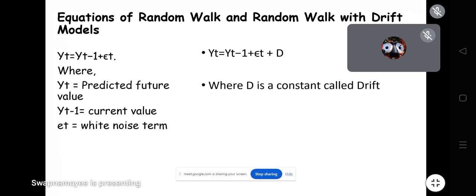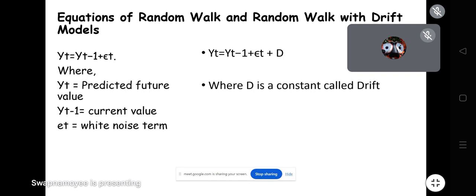If it has a trend along with the random walk, we call it a random walk with a drift. Either an upward drift or a downward one, that means after a year of prediction it can go up or go down. We call it a random walk with drift.